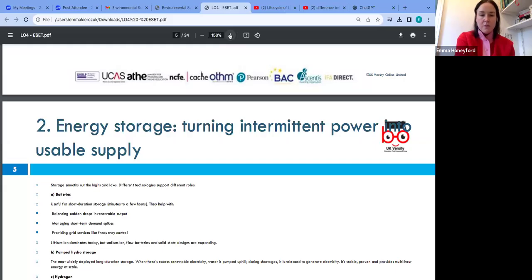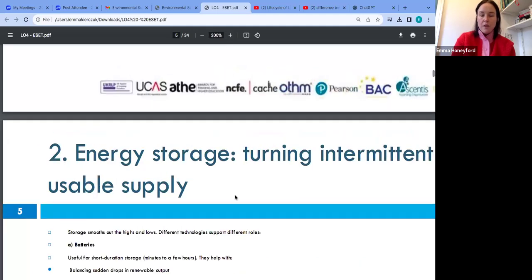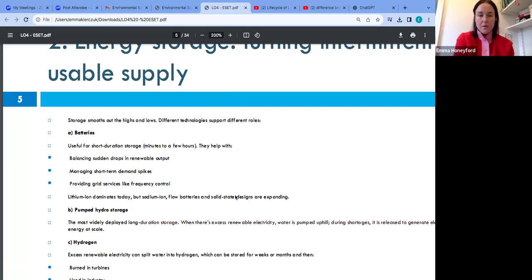These are really useful for short-term storage, and they will help us to balance sudden drops in renewable output. They can also help us manage short-term demand spikes. So when we do have spikes in renewable energy, we need a place to store that. At the moment, lithium-ion dominates the market. There are different types of batteries as well, but at the moment lithium-ion is the dominant form of battery.